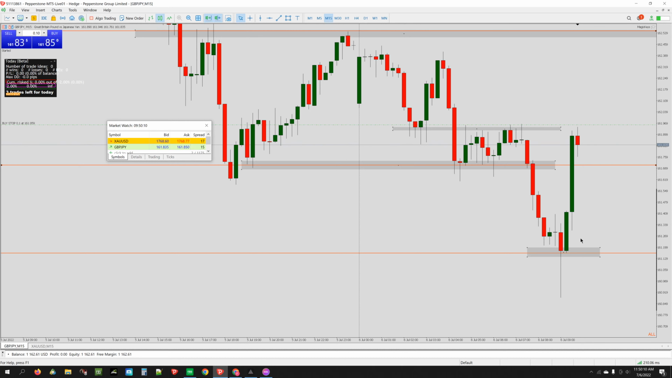Alright, 10 minutes left in candle close. We are waiting to see if the things that we wanted to see appear. If not, I will remove my buy stops and move on with my day.